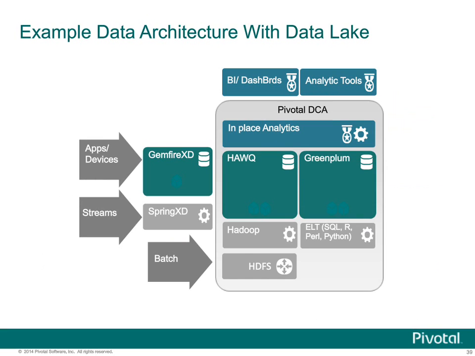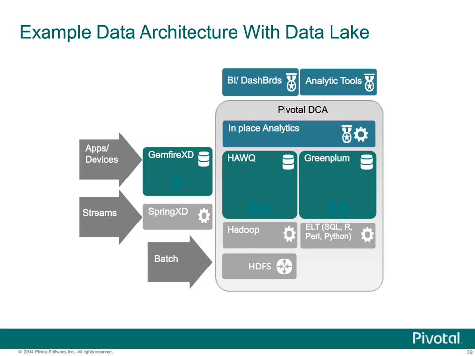So in terms of an example architecture, this is very high level, but it was put together for a gaming company. As we think about apps and devices sending data, a gaming company may have specific customer actions happening on the casino floor. Those can come into Gemfire XD. We can process that data, do some real-time analytics on it, while it then gets persisted to HDFS. So Gemfire XD is in memory, but it will persist data stores out to HDFS.